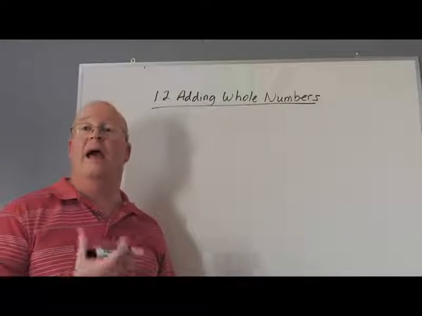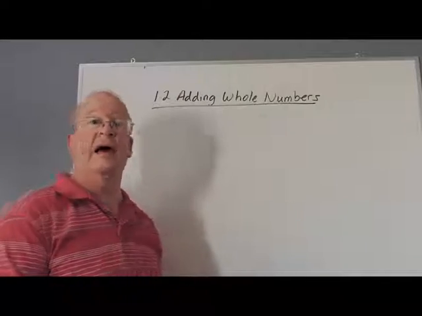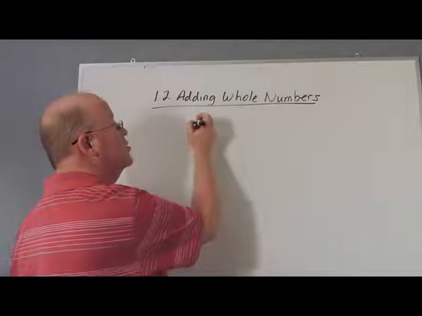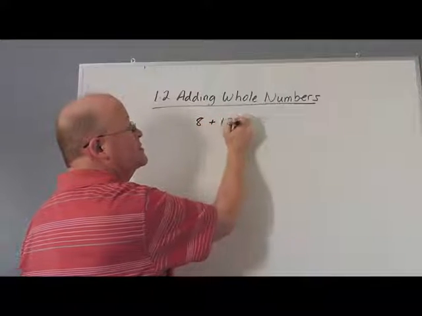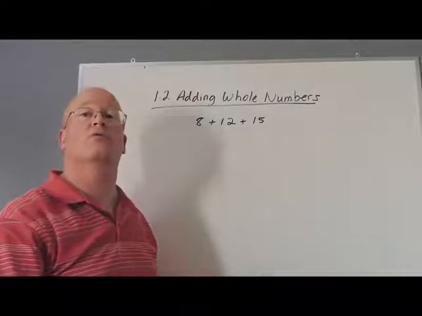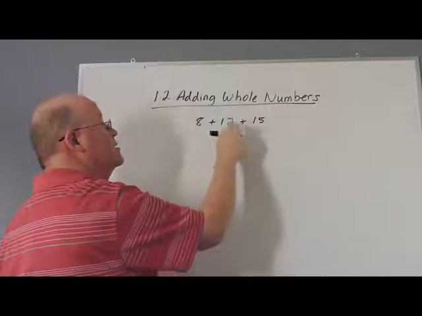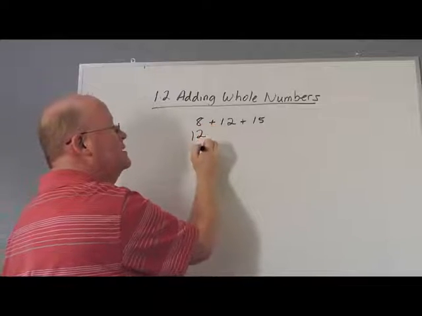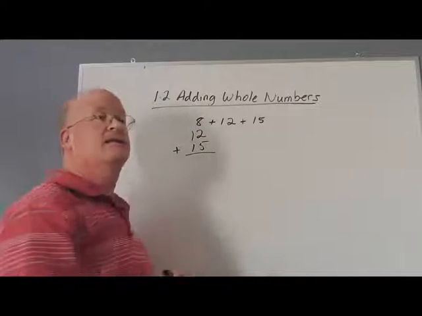Now let's talk about adding whole numbers. You can add a string of numbers either horizontally, 8 plus 12 plus 15, and get your sum that way, or your total that way. Or you can add numbers by placing them beneath each other and adding down that way.